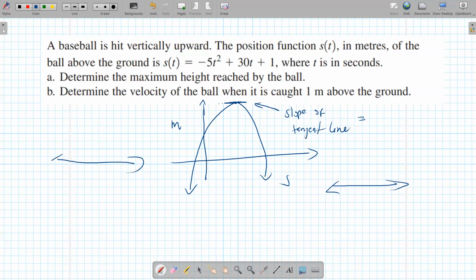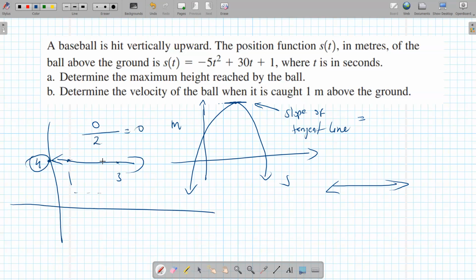Here, we can do rise over run. Let's say we go from 1 to 3, okay? That's our run, which is 2. But the rise, let's say we started from 4. Over here, you're at 4, and over here, you're also at 4. There's no rise. The rise is 0. 0 over 2 is 0. In fact, anything horizontal, a straight horizontal line, means its slope is 0. The slope of a horizontal line is always 0. Okay?